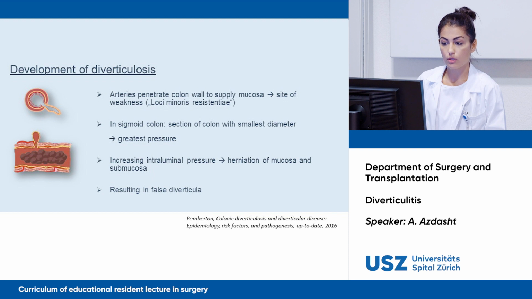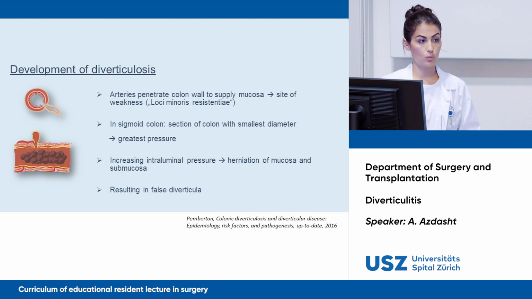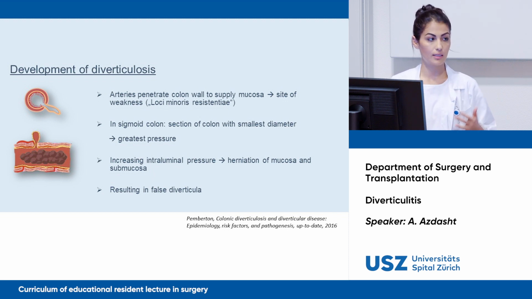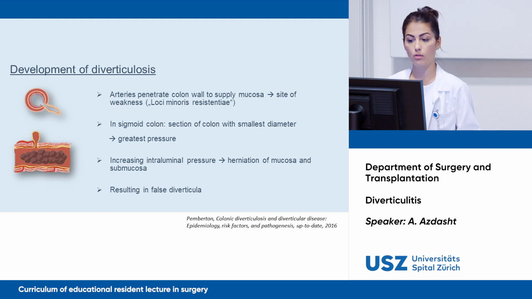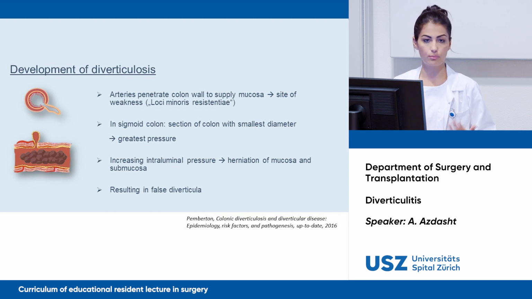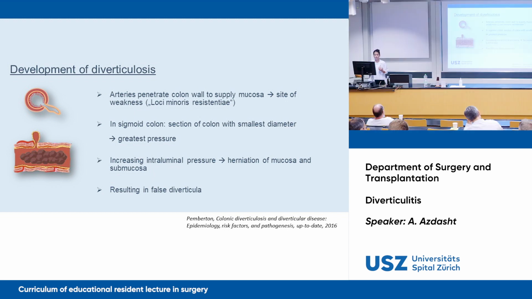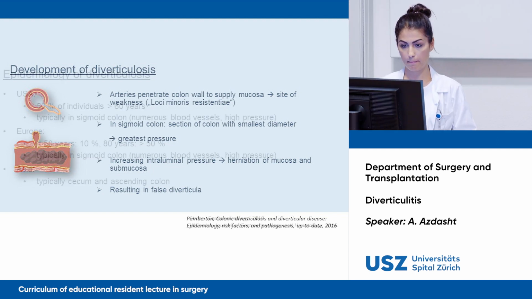So in the diverticulosis, arteries penetrate the colon wall to supply the mucosa. And in this situation, we have a site of weakness. In the sigmoid colon, we as well have the highest pressure due to the smallest diameter. So when we have an increasing intraluminal pressure, for example, due to constipation, the herniation of the mucosa and submucosa is easily formed, resulting in a false diverticula.